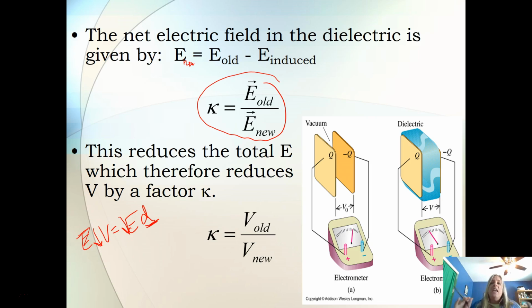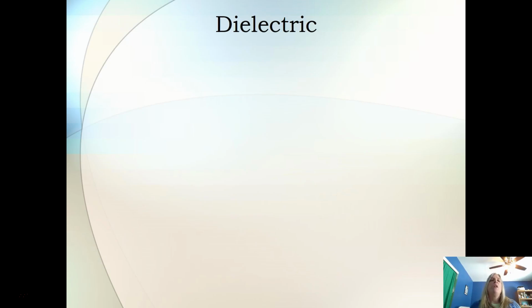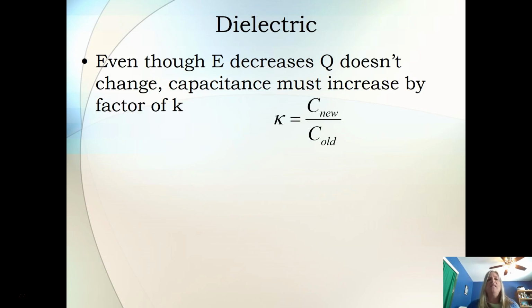And in fact, if we take a charged capacitor and hook it up to a voltmeter and measure the voltage, and then we slide a dielectric in there, we'll actually see that the voltage decreases. And so this kappa, which is equal to the old electric field over the new electric field, is also the same ratio of the old voltage to the new voltage. So the new voltage decreases, and experimentally, we can measure that. It's pretty cool. We're not making this stuff up.